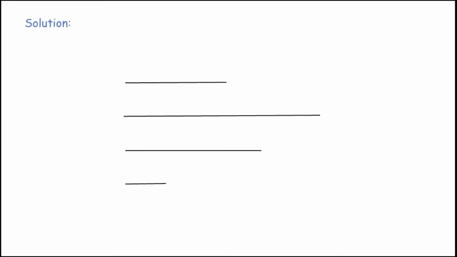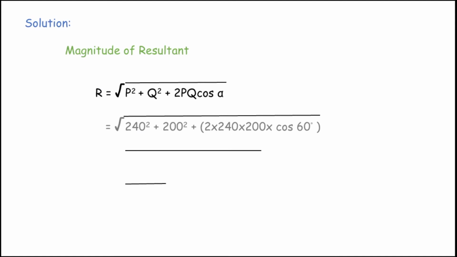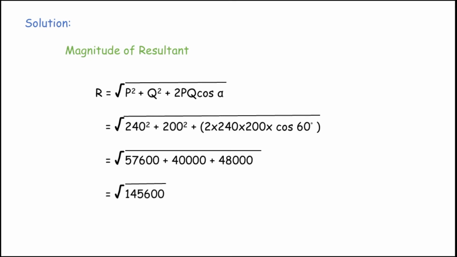In the solution, we take the magnitude of the resultant formula: R equals root of P square plus Q square plus 2PQ cos alpha. Now we substitute the values of P, Q and alpha: 240 square plus 200 square plus 2 into 240 into 200 into cos 60. Now 240 square is 57,600, 200 square is 40,000, and 2 into 240 into 200 into cos 60 is 48,000.